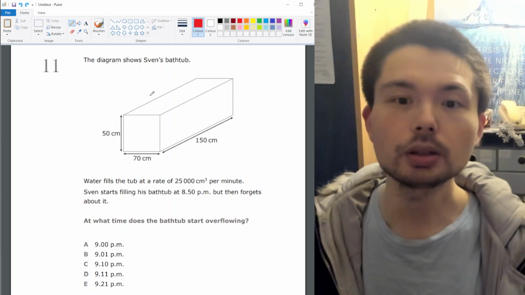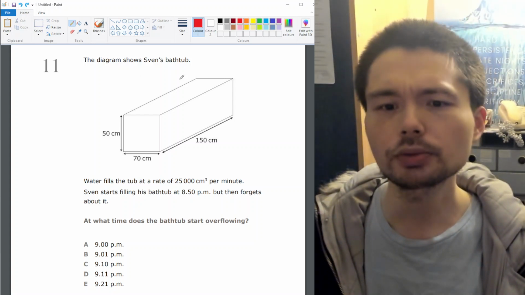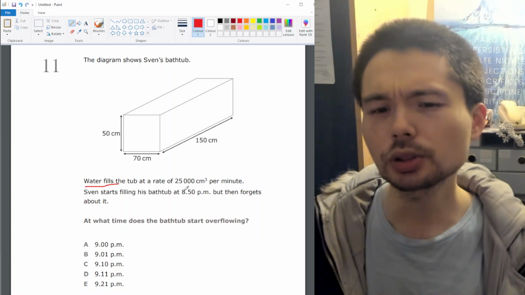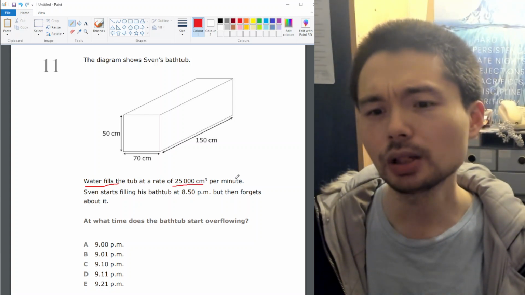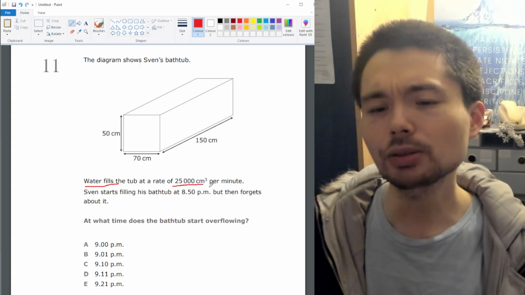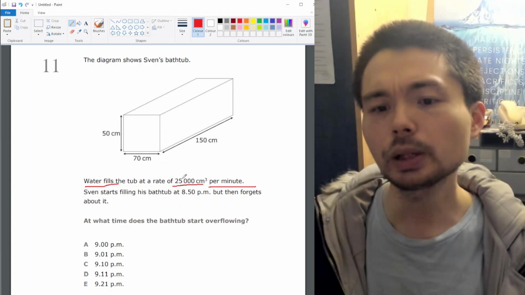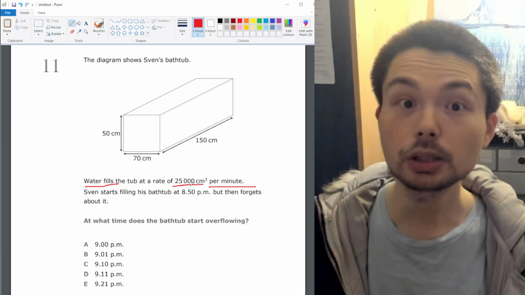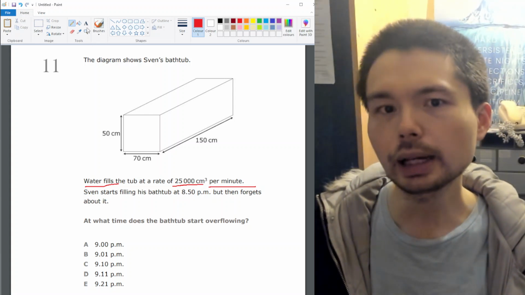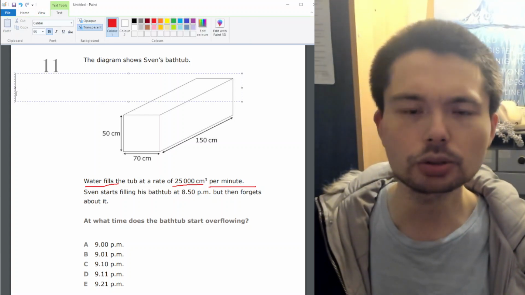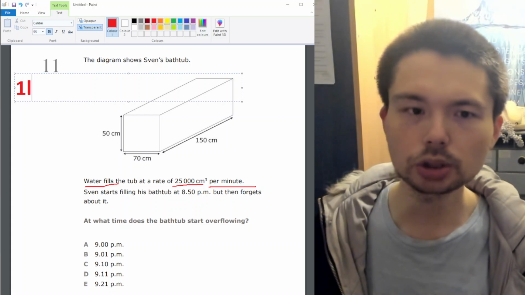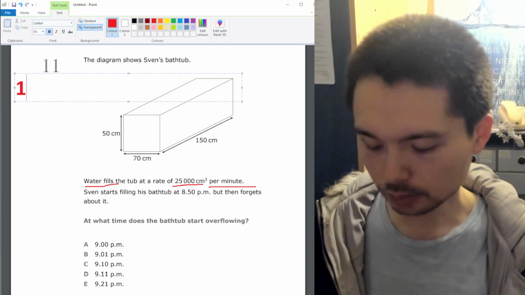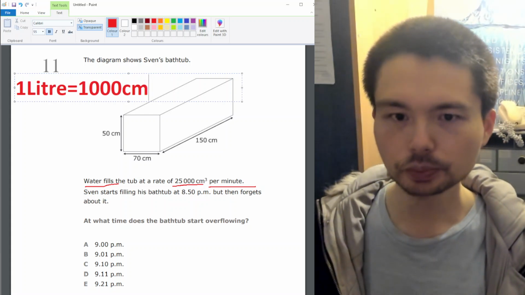So the diagram shows Sven's bathtub. Water fills the tub at 25,000 centimeter cube per minute. That sounds like a lot. That's like 25 liters really, because 1,000 centimeter cubed is 1 liter. You can write that down. You will learn about that in secondary school, but so what? I'll just teach it to you now. 1 liter is 1,000.